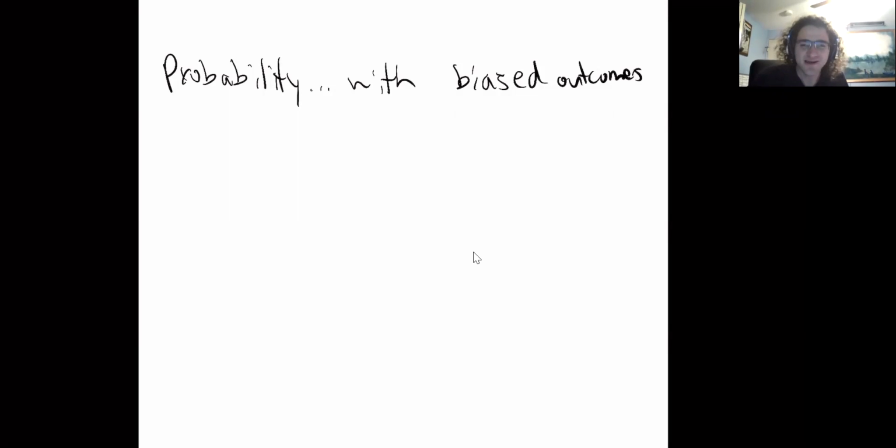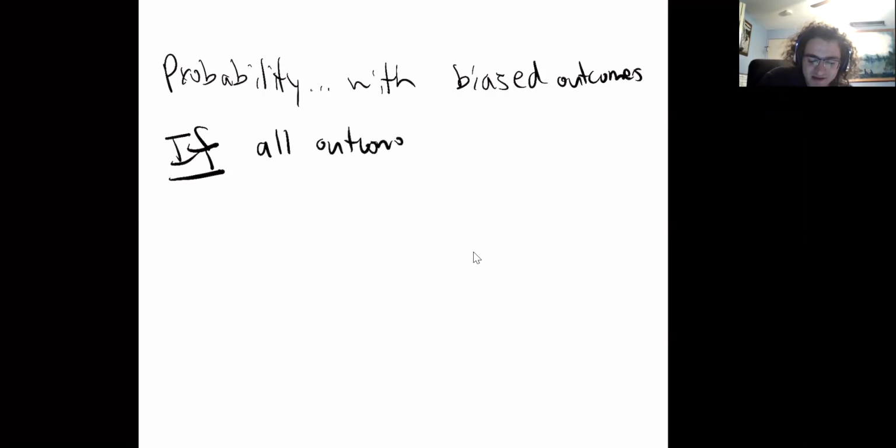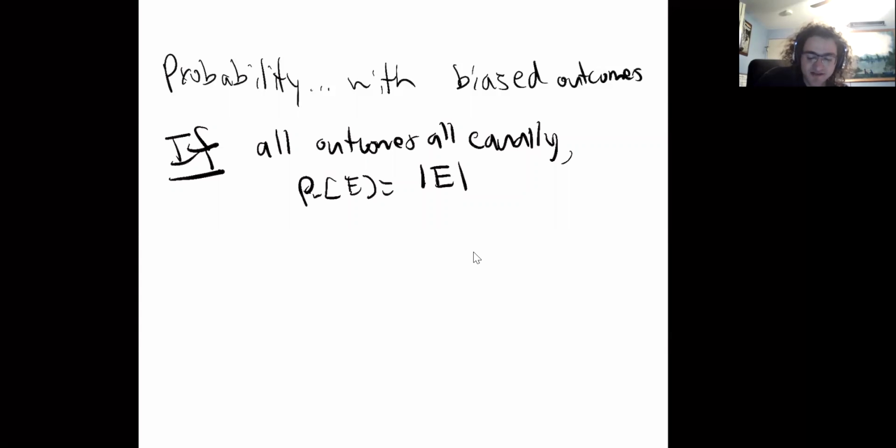Hello. Today we'll be talking about probability, but this time with biased outcomes and how that changes things. You might remember we say, if all outcomes are equally likely, and this is an important if, then the probability of an event happening is just the cardinality of the event, all the outcomes in the event, over all the outcomes we have in the sample space.